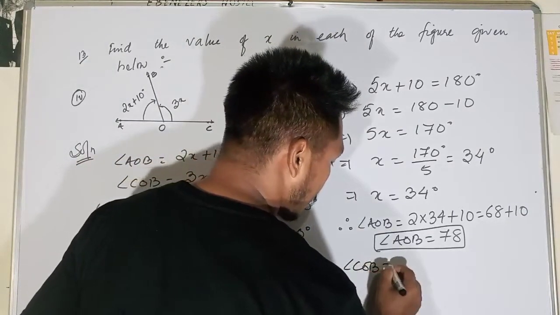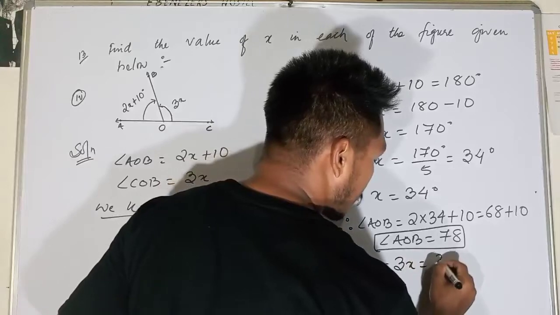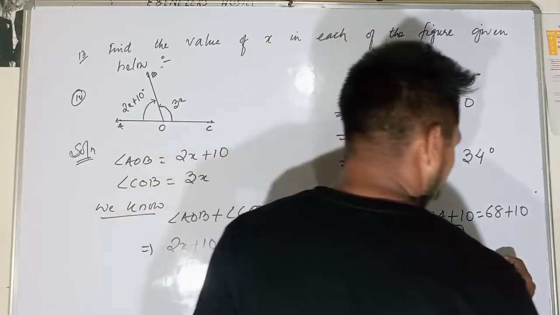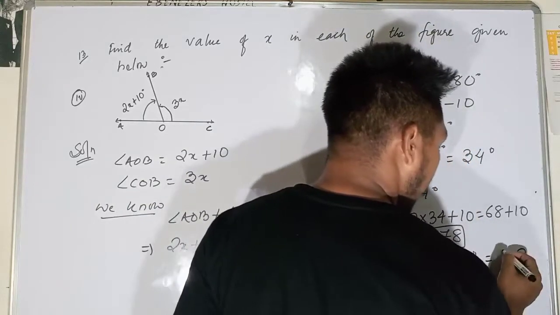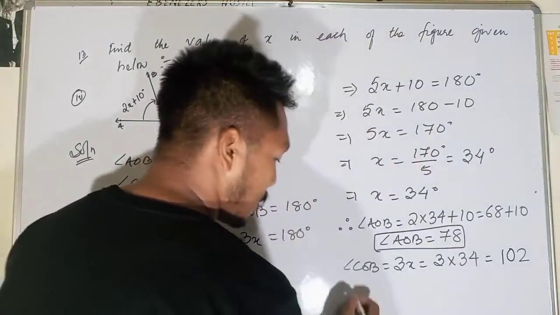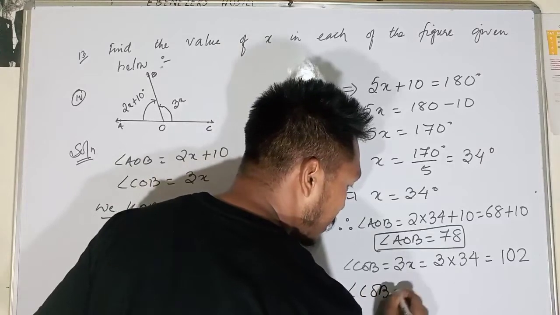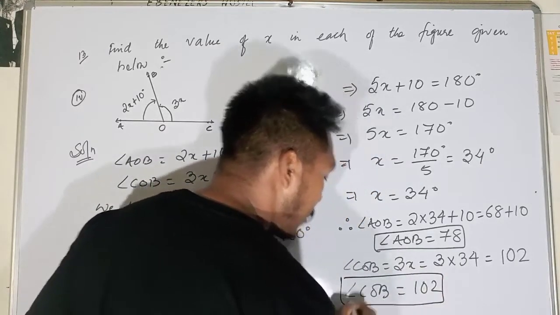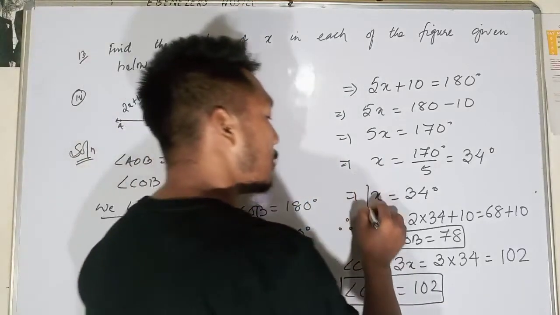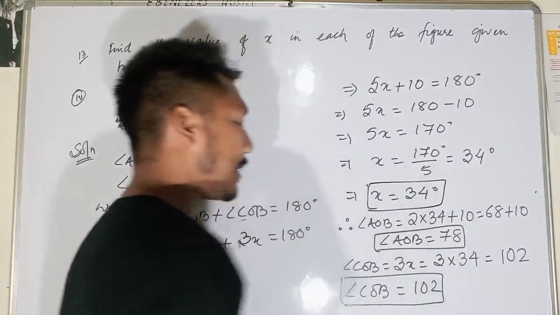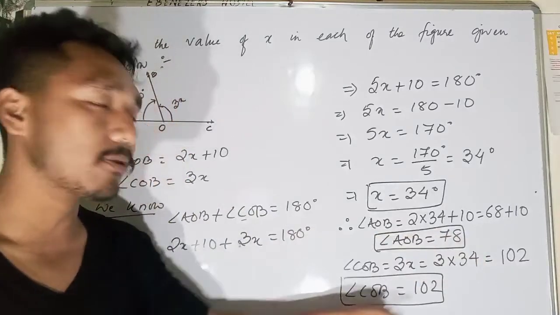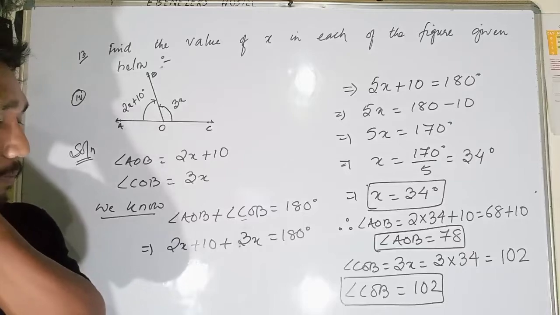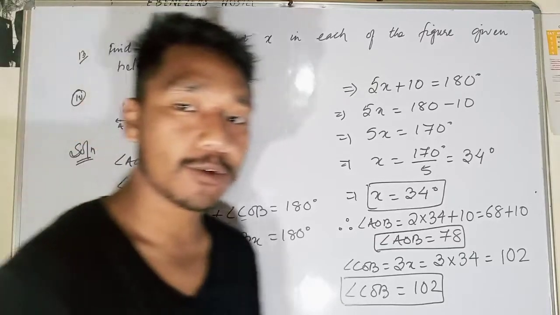Now similarly, angle COB will be 3x, that's equal to 3 into 34. So 4 3s are 12, 3 3s are 9, 10. So angle COB is 102 degrees. So the answers: the value of x is 34, angle AOB is 78, and angle COB is 102. Okay, so these are your answers. Please note them down.